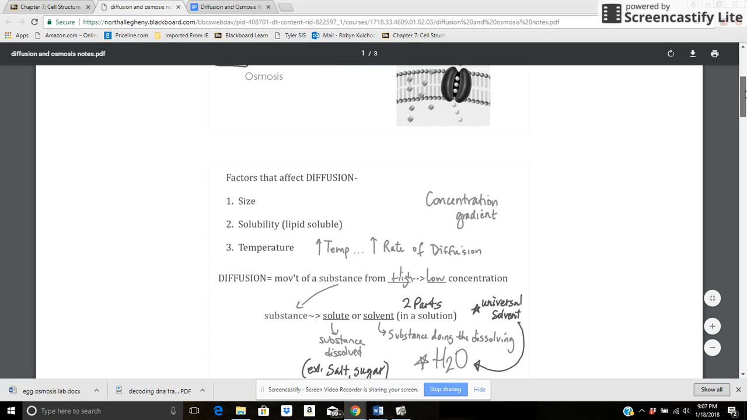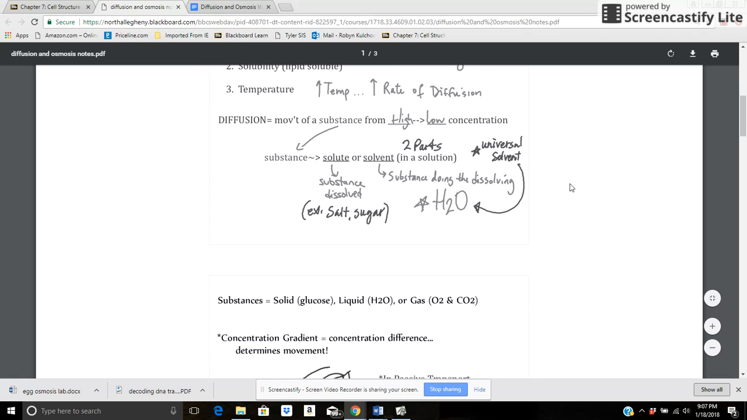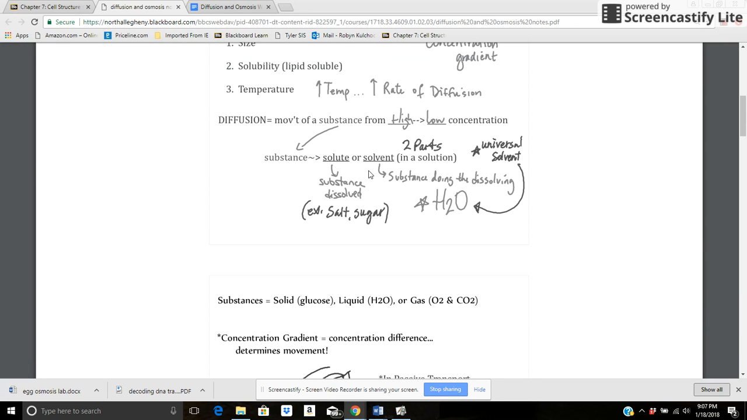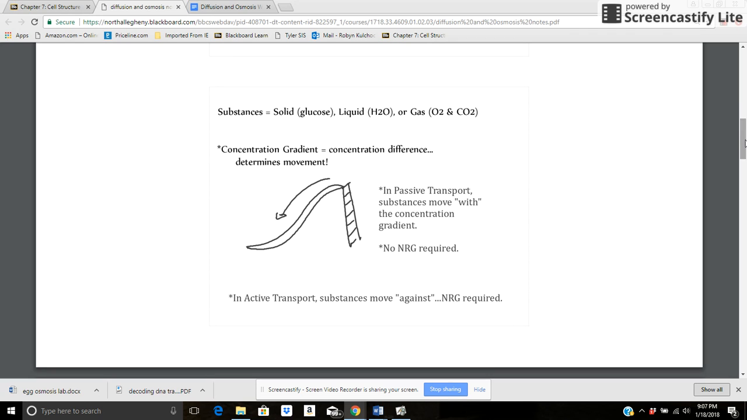Okay, so moving along here, you can kind of read this on your own. Factors that affect diffusion. You remember there's two parts of a solution. There's the solute, which is the substance being dissolved, and the solvent. That's really important. And in this case, because we're going to be talking about the movement of water or osmosis, water will be the solvent. Okay. Concentration difference, I already talked about that. So with passive transport, which includes both simple diffusion and facilitated diffusion, substances move from high to low concentration, no energy. That substance could be a solute. That substance could be a solvent.